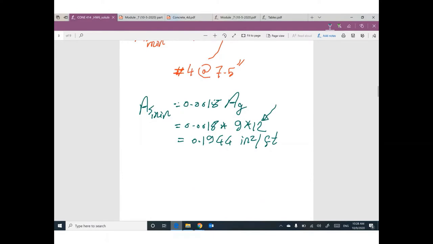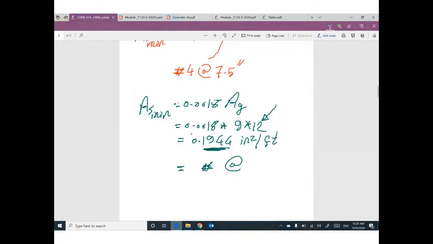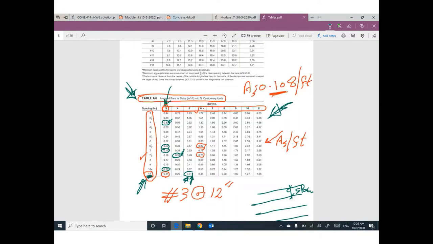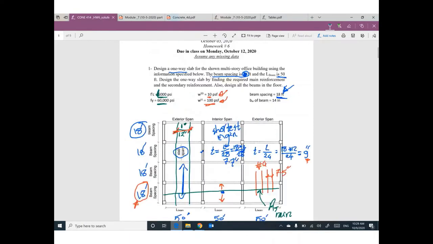Anyway, how can I convert this minimum area of steel to the size and the spacing? Okay, your value is 0.19. So I'm going to open my table, 0.19. Probably this one or this one. But I highly recommend, just for construction, to make it easier, to use the same bar size. So you used number 4 here. I highly recommend using number 4, but the spacing will be different, to make it easy for the contractor to buy reinforcement. Probably I'm going to use this one, so every 12 inch. So my final decision, I'm going to put reinforcement here, number 4 also, but every 12 inch. This is your design of this slab.